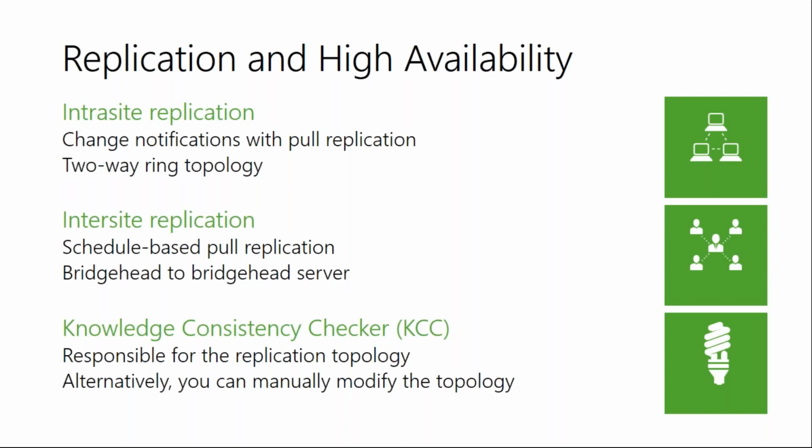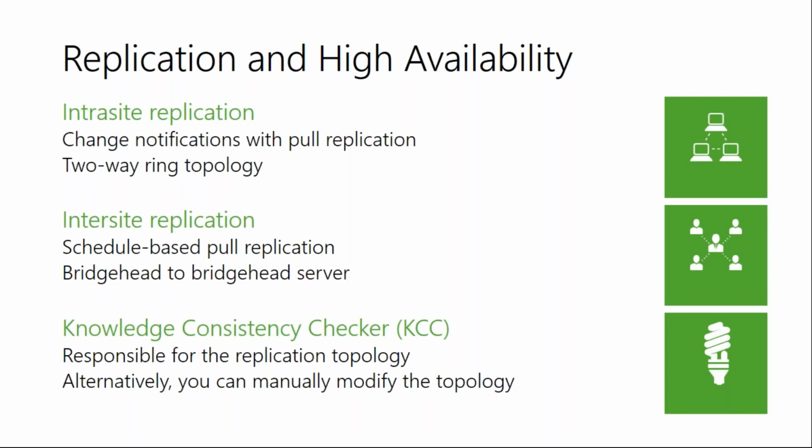So intra-site replication works with change notifications. So a domain controller will actually tell all the other domain controllers that it is replicating with that he or she, I don't know, are we calling a domain controller he or she? I'm not sure. Anyway, he or she has updates and come get them. And then there's a pull replication that gets it. And within an Active Directory site, Microsoft's knowledge consistency checker, which is built into Active Directory, will automatically create a two-way ring topology if there's more than two domain controllers in that site. So each of the domain controllers can just fall off the network without impacting the replication. Now, inter-site replication, as I said, is schedule-based.